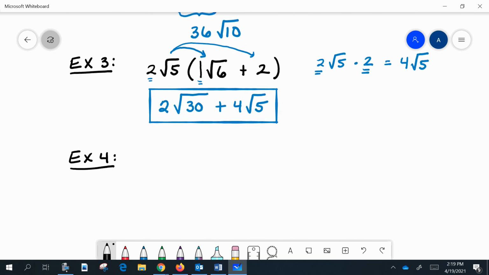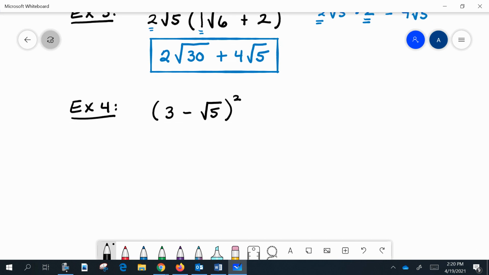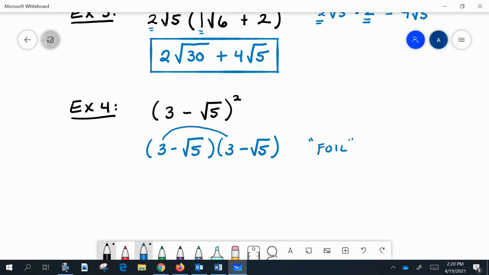All right, last problem. Let's suppose that we have 3 minus the square root of 5 squared. Okay? Well, the first thing to remind you when you have a quantity that's squared is that you write it twice. It means that you have double that quantity. Okay? And so now this is going to be a FOIL where we multiply the first terms, the outer, the inner, and the last. And so 3 times 3 is going to give us 9.